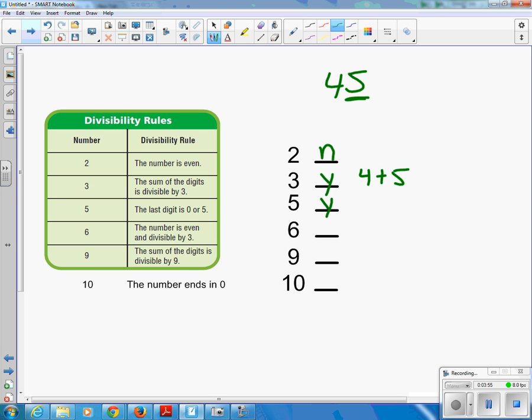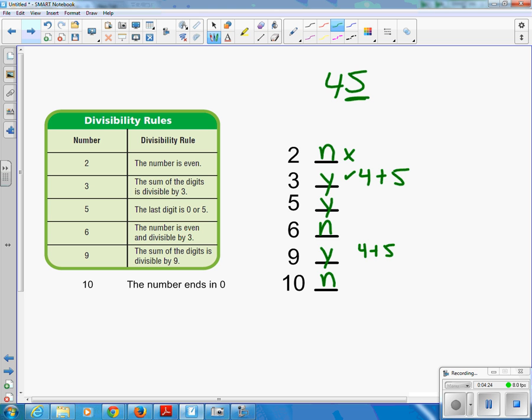Rule for 6, it has to follow 2 and 3. It follows the rule for 3, but not the one for 2, so no, it's not going to be divisible by 6. 9, 4 plus 5, we said is 9. So yes, it is divisible by 9. And 10, it has to end in a 0. This one does not end in a 0. So we know right now that 3, 5, and 9 are factors of 45.